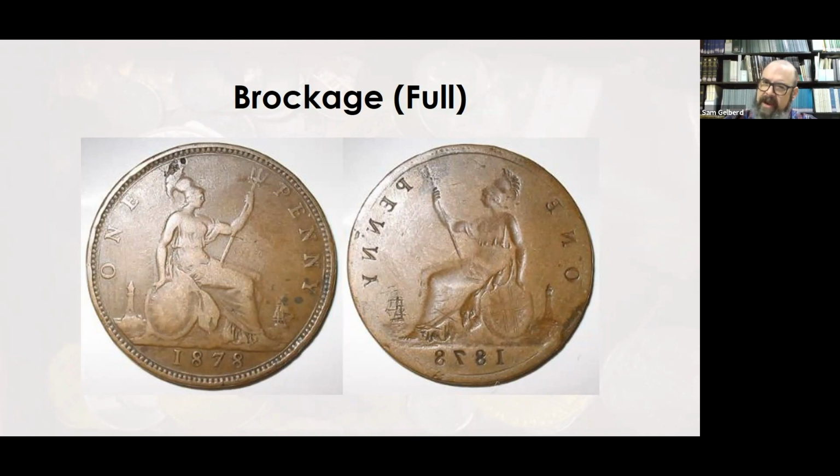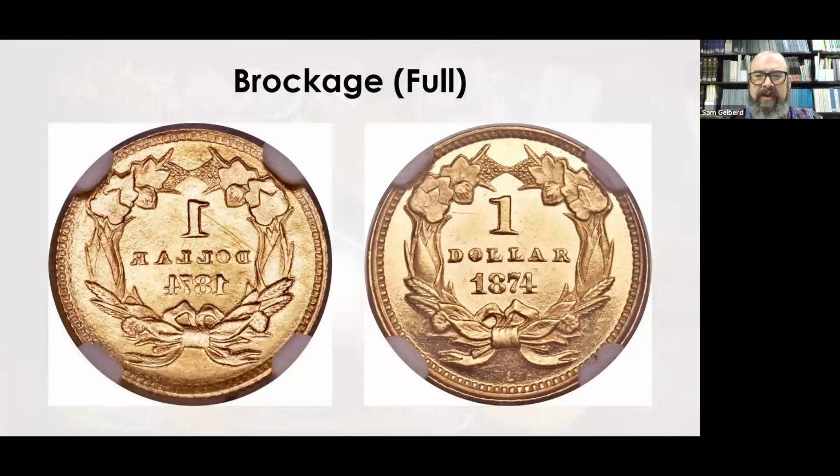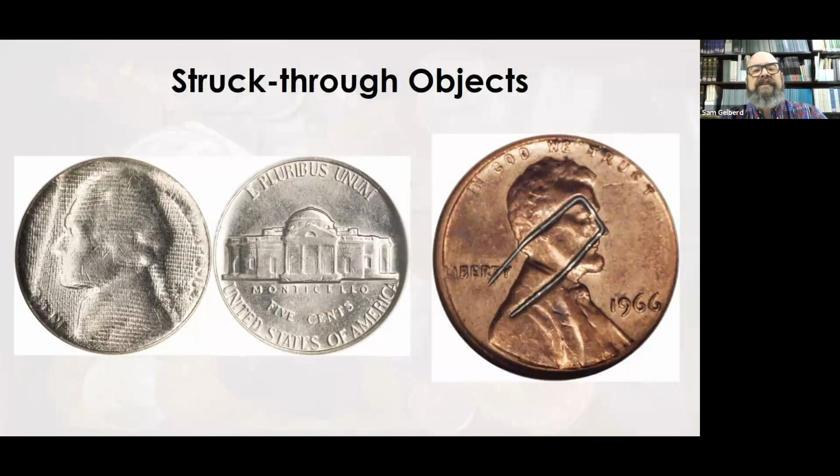It's really tricky to explain how a brockage could happen. Please take our modern minting process course to understand more how that happens. It's a really involved process. Some really dramatic errors on the screen here where coins can be struck through certain objects. The nickel that you see on the left looks like it was struck through a piece of cloth, maybe some type of cloth a mint employee was using to clean something.